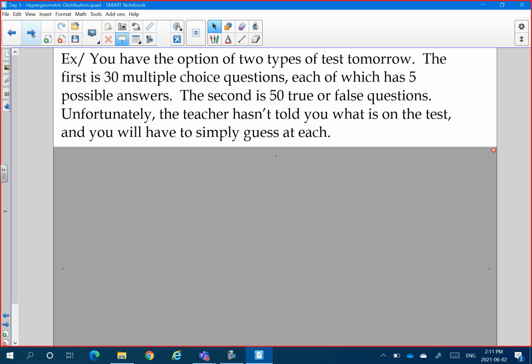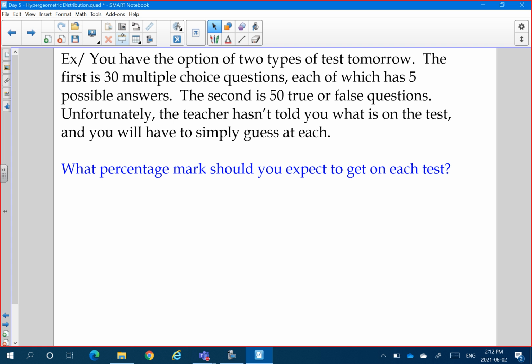You have the option of two types of tests tomorrow. The first option would be 30 multiple choice questions, each of which has 5 possible answers. The second is 50 true or false questions. Unfortunately, the teacher hasn't told you what's on the test, so you will simply have to guess. So essentially, you're guessing on every single question. What percentage of the mark should you expect to get on each test?